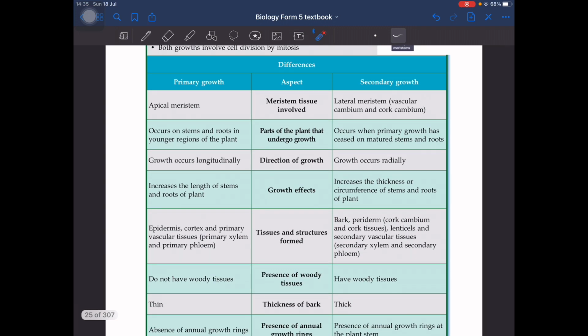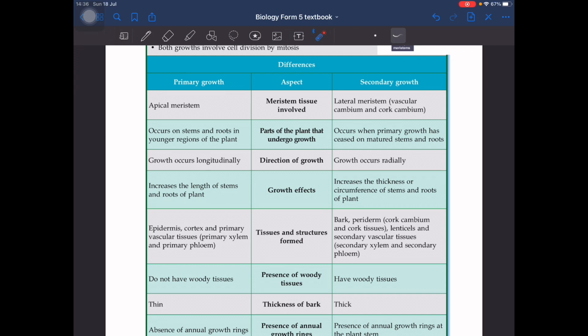And then in terms of differences, here is where you get a little bit more in depth, right? So for the meristem involved, you have your apical for your primary, so a vertical increase in length. And then secondary growth would be lateral meristem, which involves the vascular cambium and the cork cambium. So just remember, lateral meristem, you have your vascular, your xylem and your phloem, and then you have your cork cambium, which is the matured cells that have formed on the outermost surface or outermost layer of the stem.